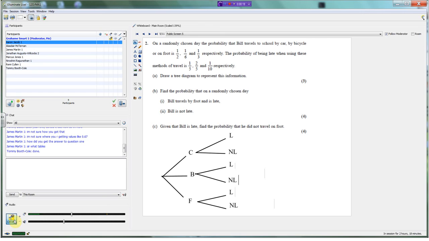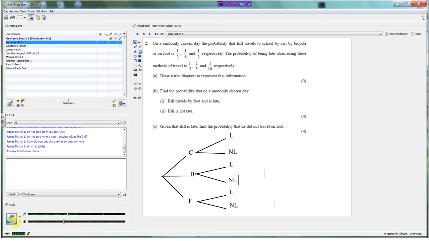And the tree diagram, you can see I've set it up. On the first strand of the tree you've got car, bicycle, foot, C representing car, B representing bicycle, and F representing by foot. And then on the second strand of branches, we've got late and not late, late denoted by an L and not late by NL, obviously. And it's just about completing this tree diagram here.